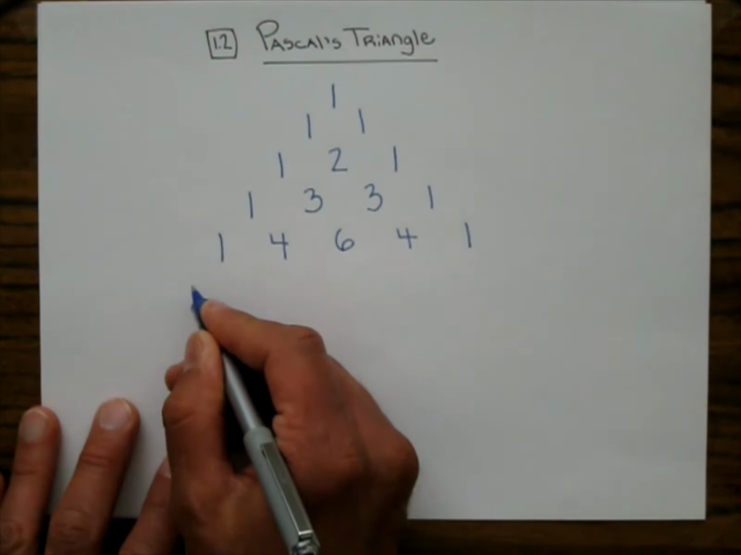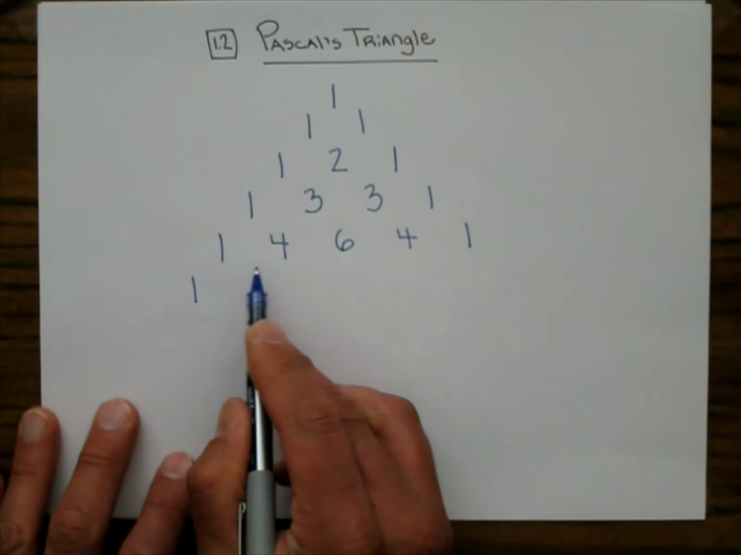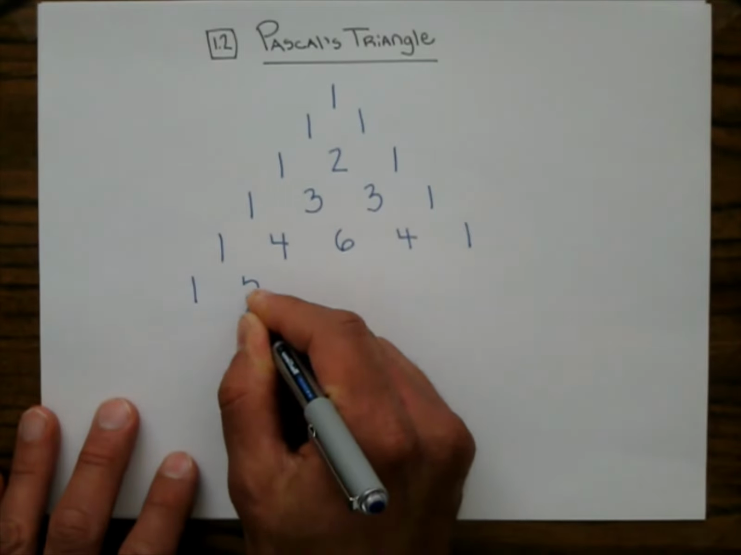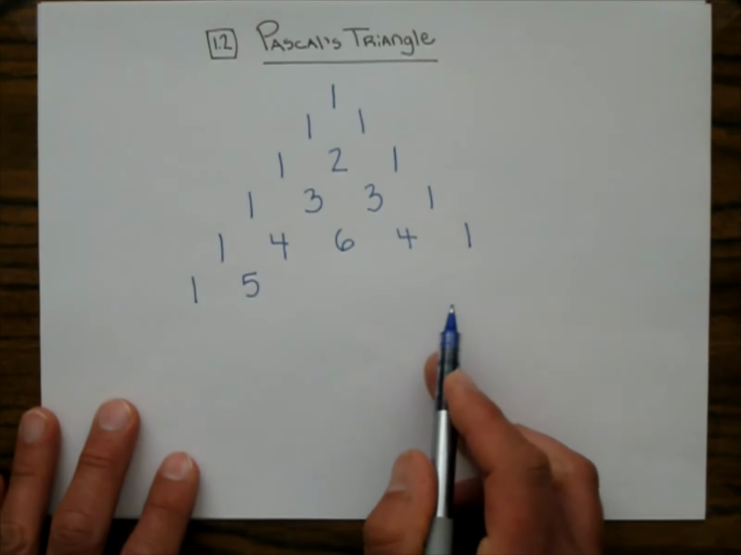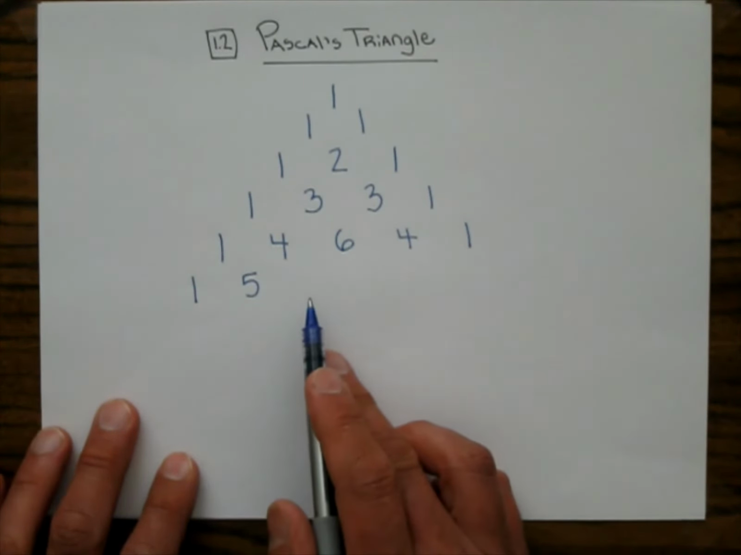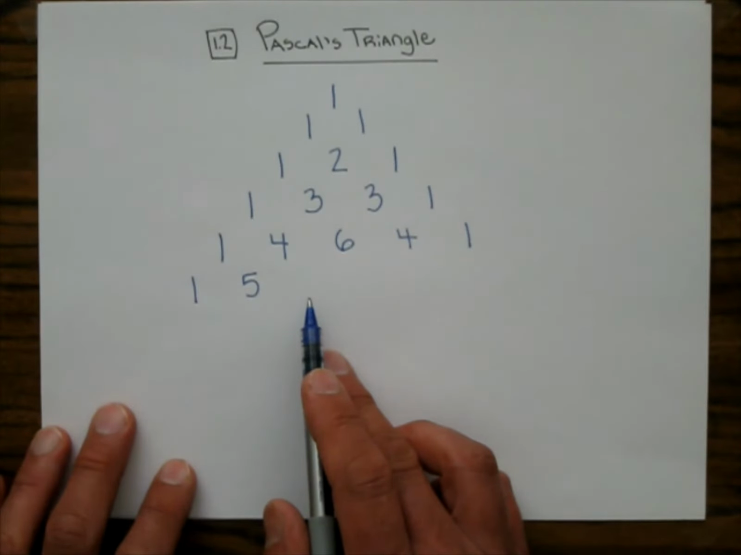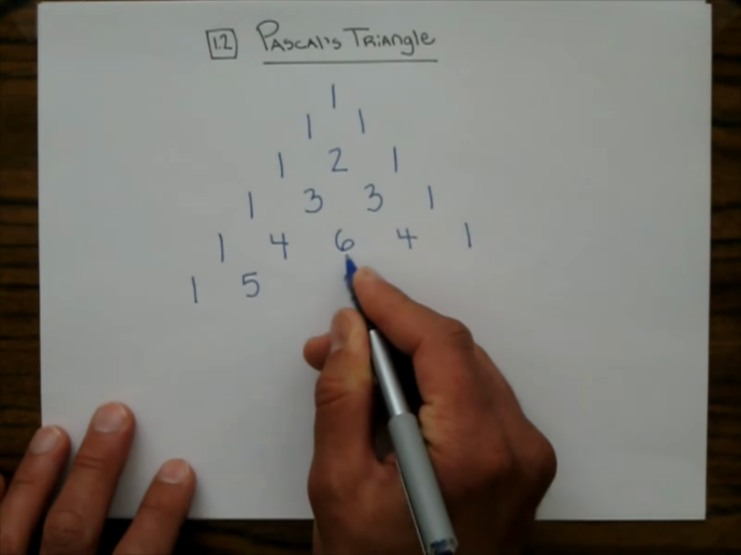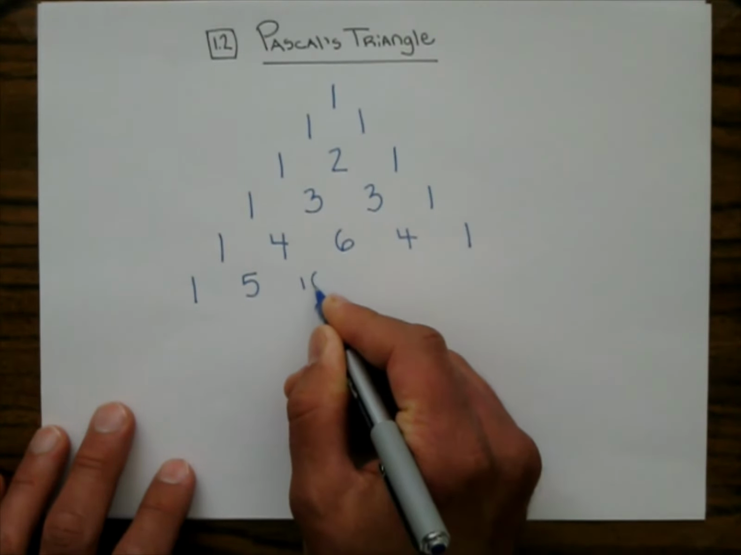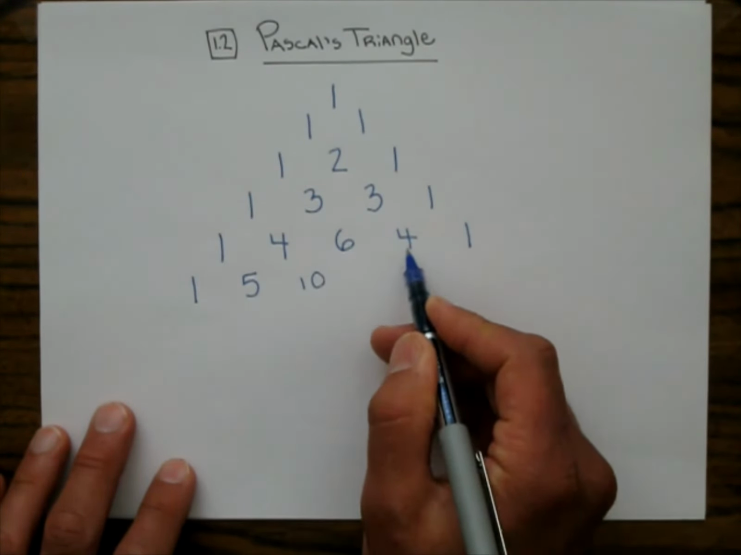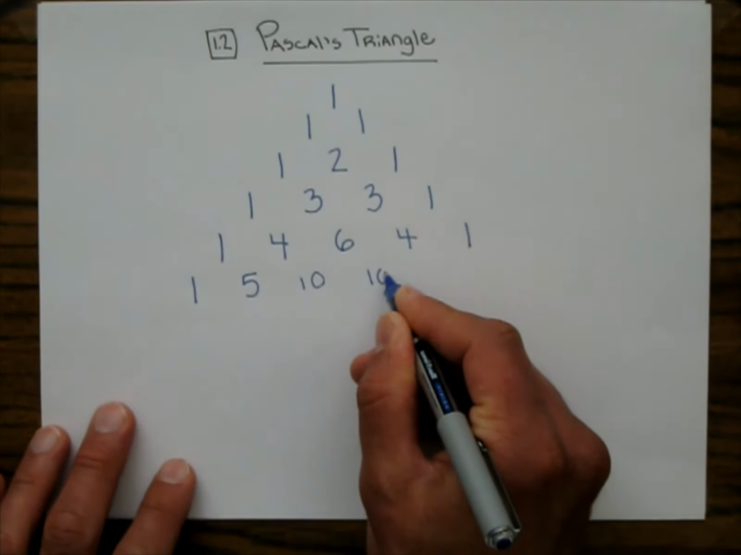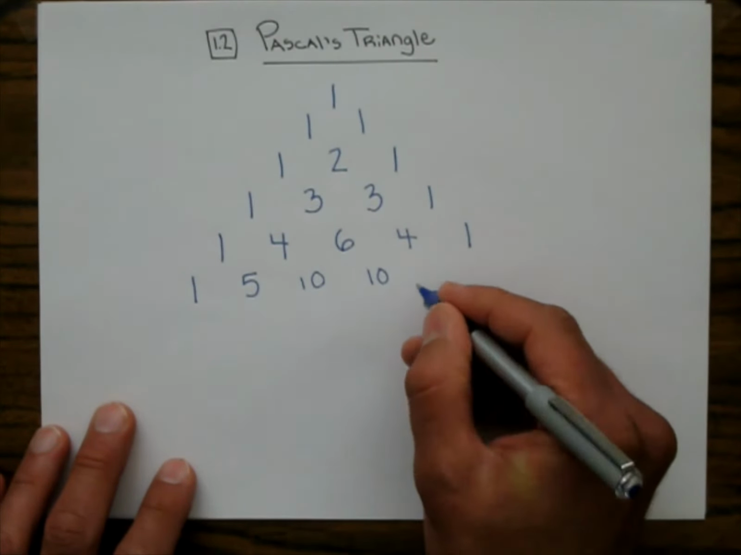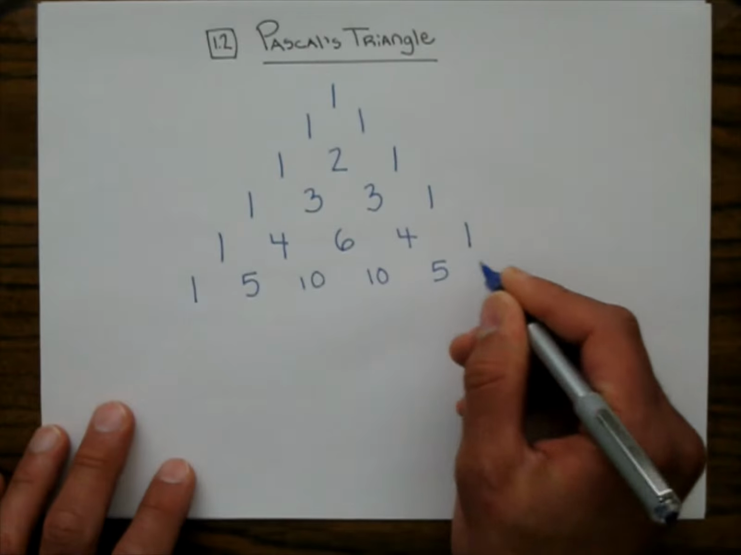Let's continue. I have a 1 there. 1 plus 4 is 5. You're going to notice some things as you draw Pascal's triangle, is that there's symmetry. Okay, what do I mean by that? Let's finish this row and we'll talk about this. 4 plus 6 is 10. 6 plus 4 is 10. And 4 plus 1 is 5. And then we put a 1 there.